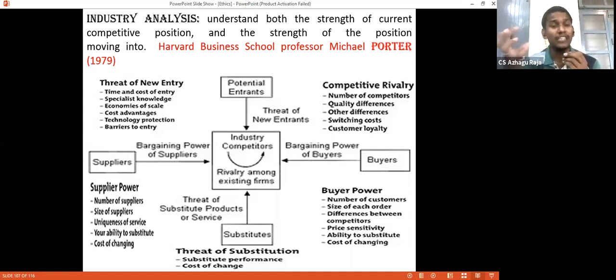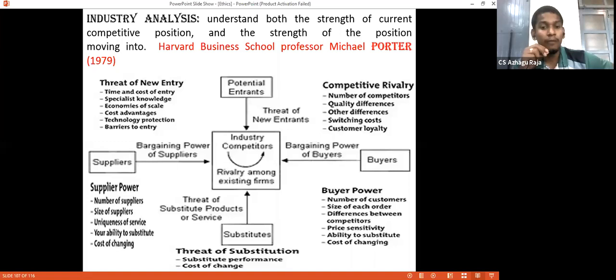So first, buyers' power. What is buyers' power? The bargaining power of the buyers, with respect to number of customers, size of each order, difference between competitors, price sensitivity, ability to substitute, and cost of changing. Basically, if your quality reduces, or you increase your prices but your competitor's price is the same, then obviously the buyers will move on to your competitors and take the price advantage over you.